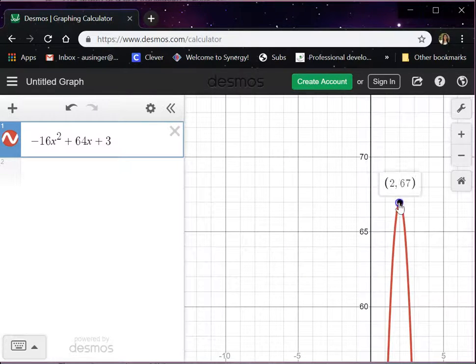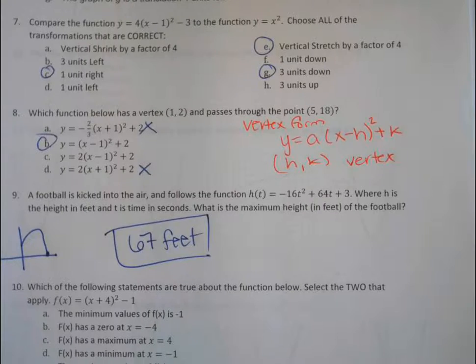So what I do for maximum height is I look at the high point. Height is my y value, so it's going to be 67 feet. So it goes 67 feet high before it turns around and goes back down to the ground.